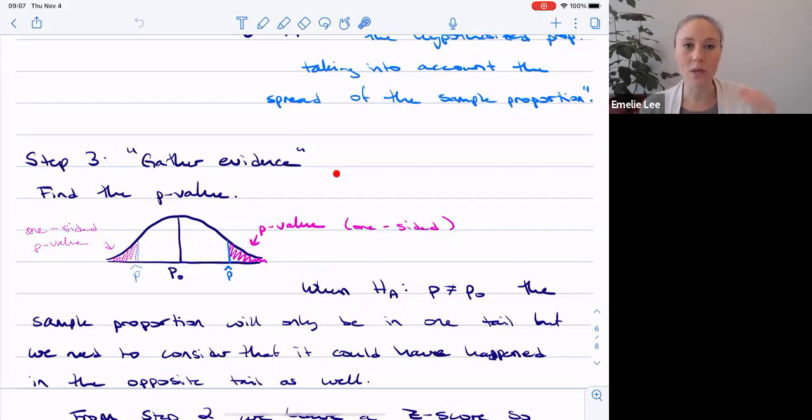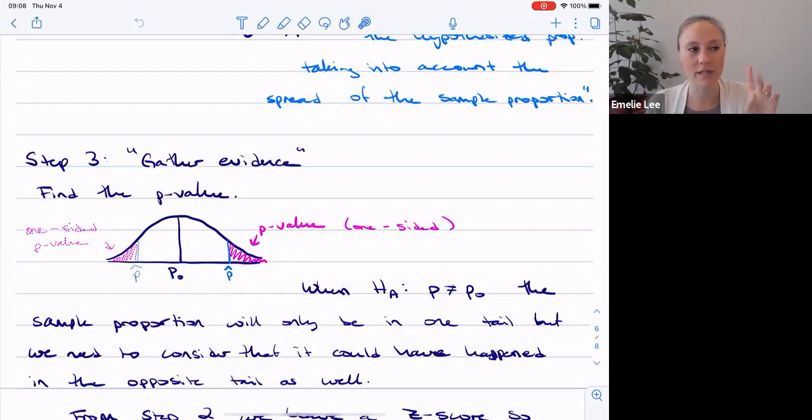Once we have a z-score, then we have to find the p-value. Now remember, the p-value is the probability of seeing something as extreme or more extreme than what you saw. Here we have our hypothesized proportion, which is the center of our normal distribution, and we're seeing how far my sample proportion is from that hypothesized proportion. Then we find the area in the tail, and that's our one-sided p-value.